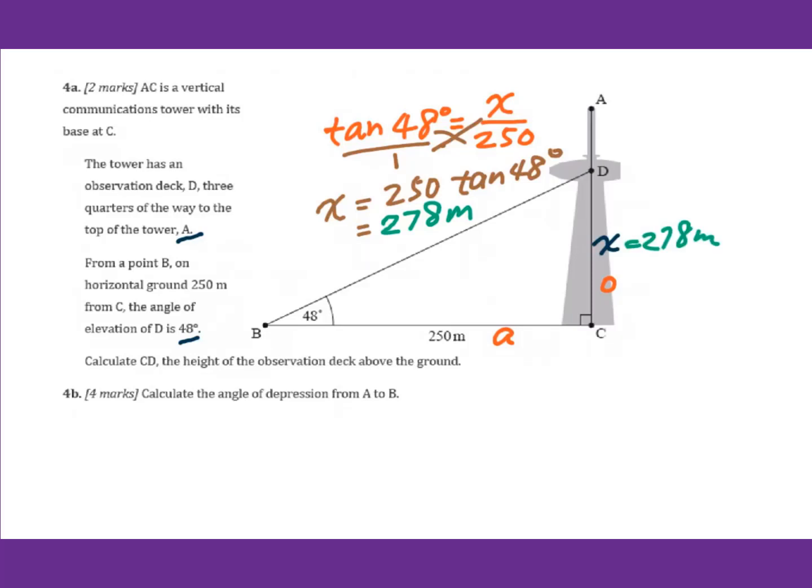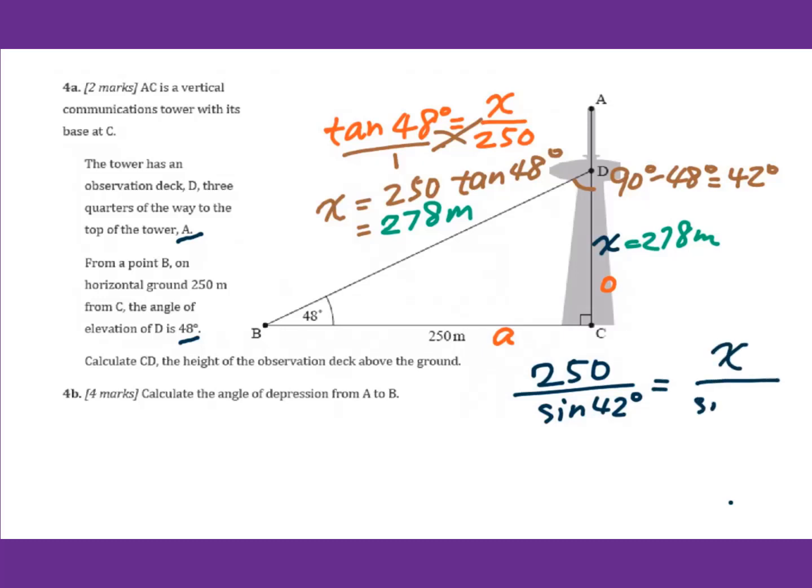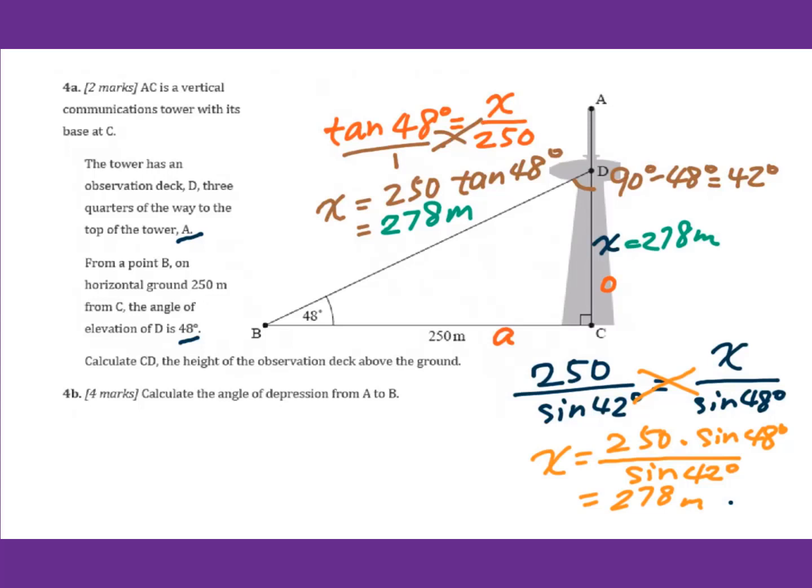Or if you are not familiar with the tangent, you can use sine law. This angle, you do 90 minus 48 degrees, that is 42 degrees. Then you can use sine law. That is 250 over sine 42 degrees equals X over sine 48 degrees. Then you do cross multiply. You will get the same answer, 278 meters. Normally for a right triangle, if you're looking for the side, sine law is much easier than tangent.